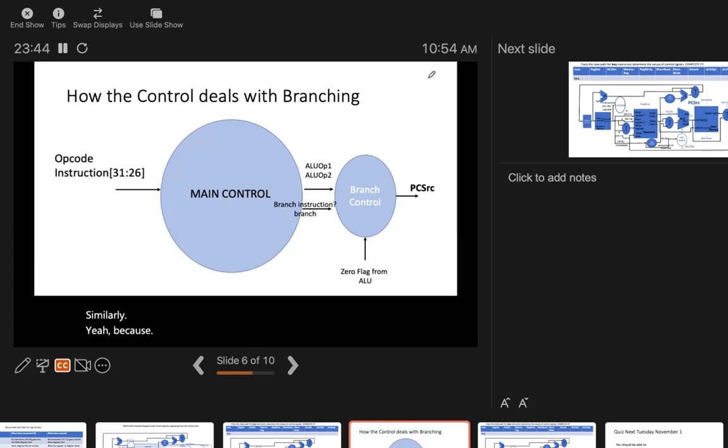So BEQ, when it's 0, 1, 0, is 0. That means that it's not 0, so it's going to be 0. And then the next one. So then for ALU op1 is 0, ALU op2 is 1, branch is 1, 0 is going to be the same for the last one.